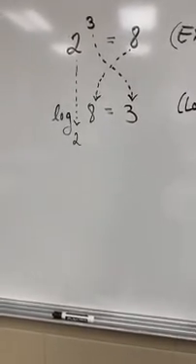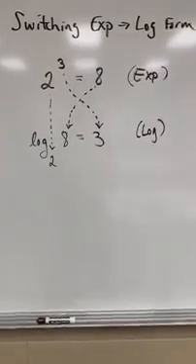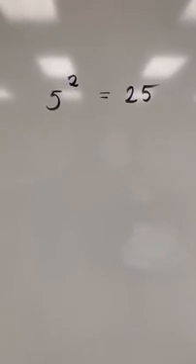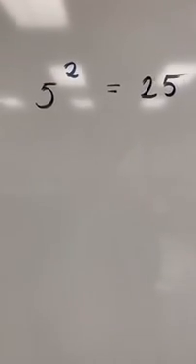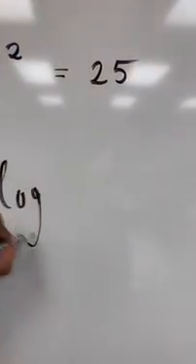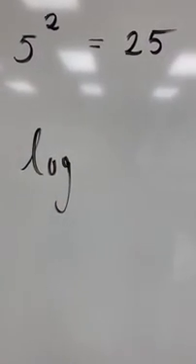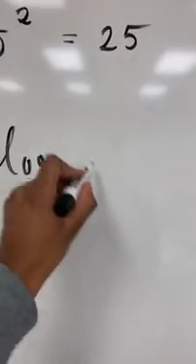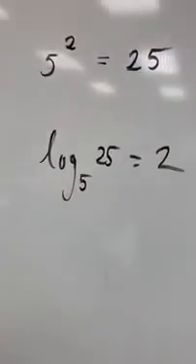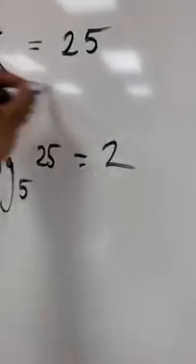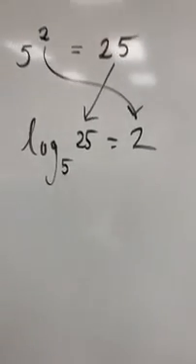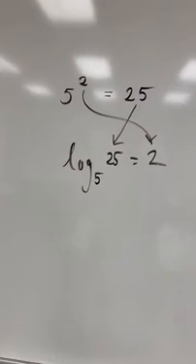And then what we've done was we've switched it from exponent form to log form. All right, so we have 5 to the second power is equal to 25. That's exponent form. That means the log will say log. Remember that, log first. 5 drops, 25 in. 2 comes out. See that? The 2 comes out. 25 goes back in. And now we have it in log form.